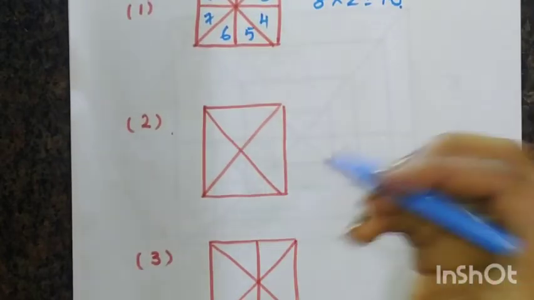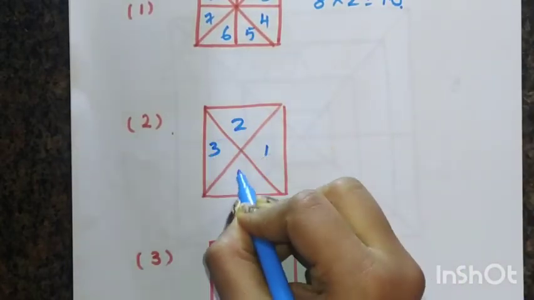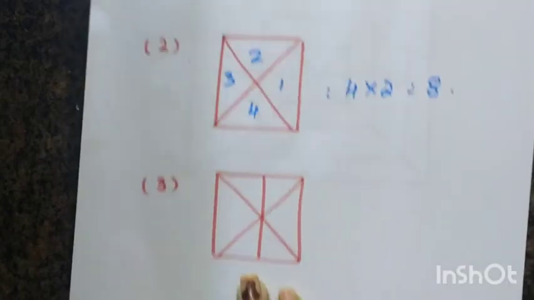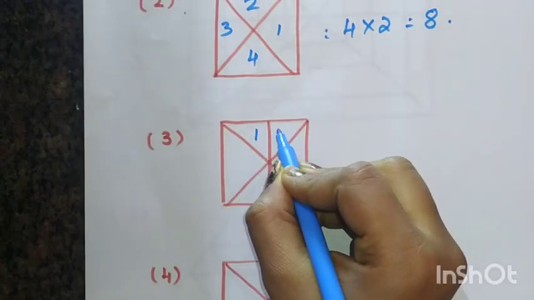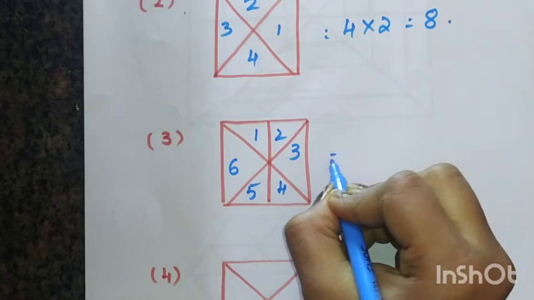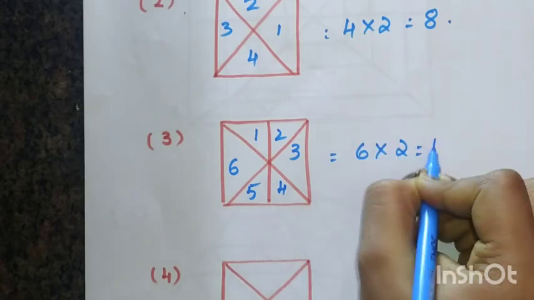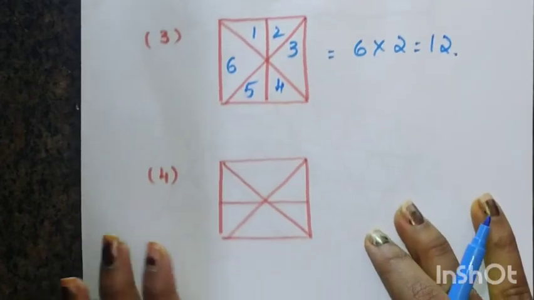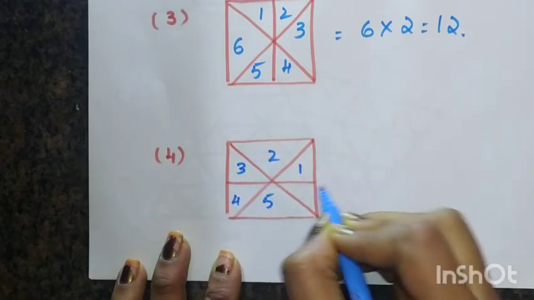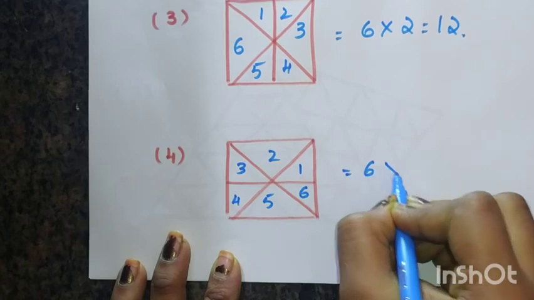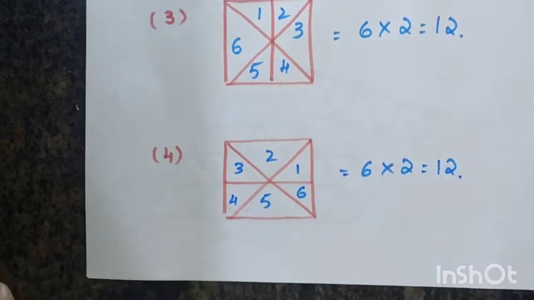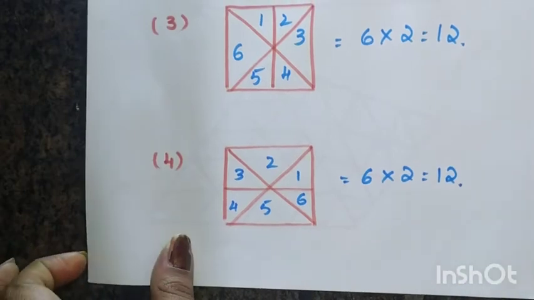Now again for this, 1, 2, 3, 4. So 4 into 2, which becomes 8. In this figure, 1, 2, 3, 4, 5, 6. So hence 6 into 2, it's 12. Now the fourth figure, 1, 2, 3, 4, 5, and again it's 6. So hence 6 into 2 is 12. So by this we end with type 2 also.